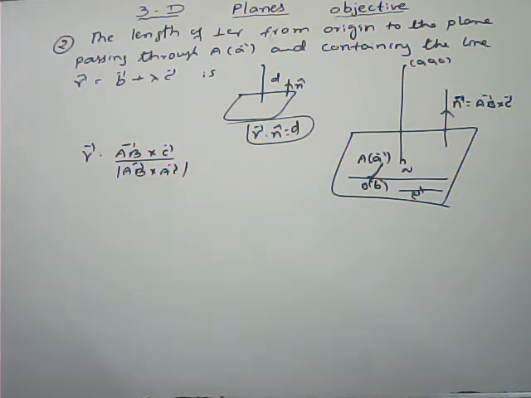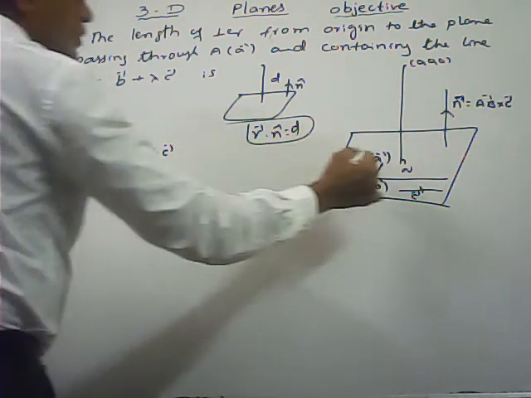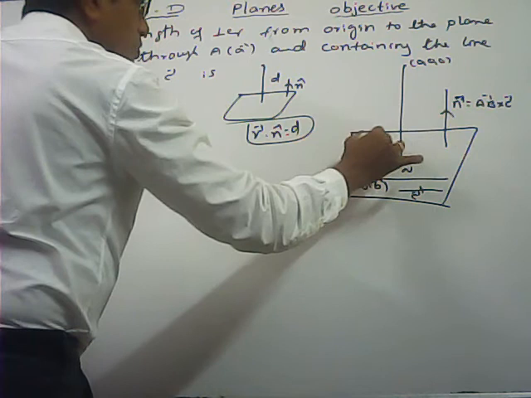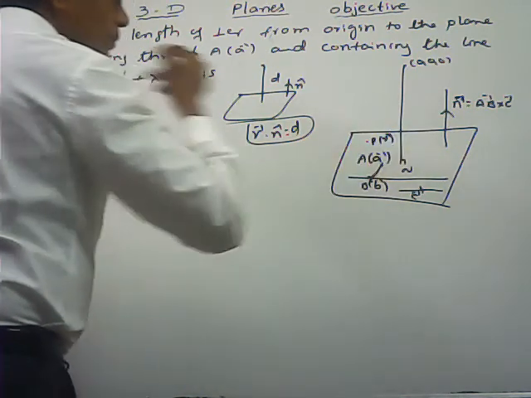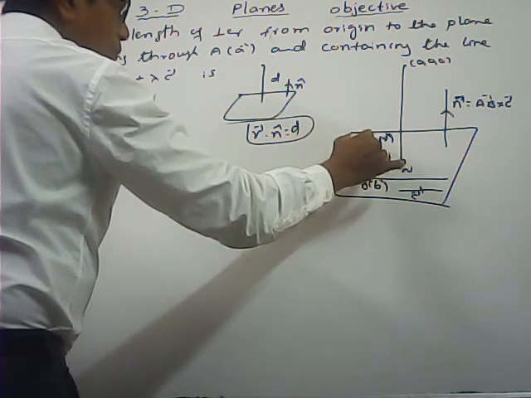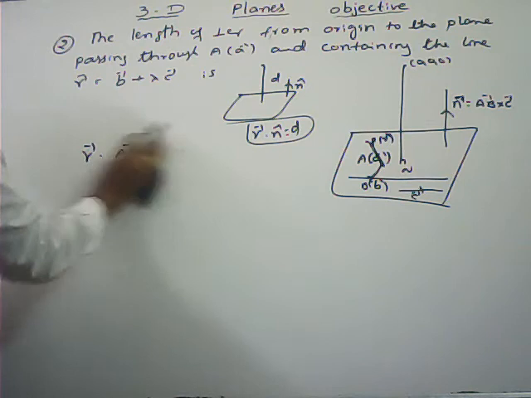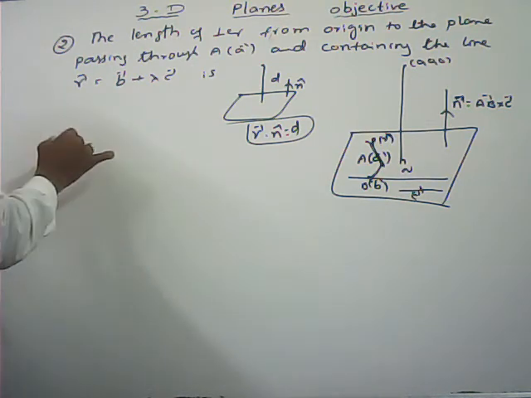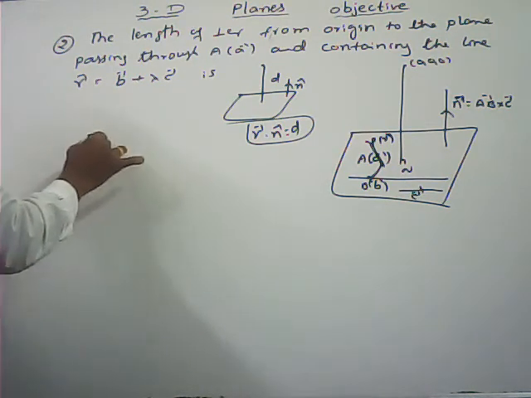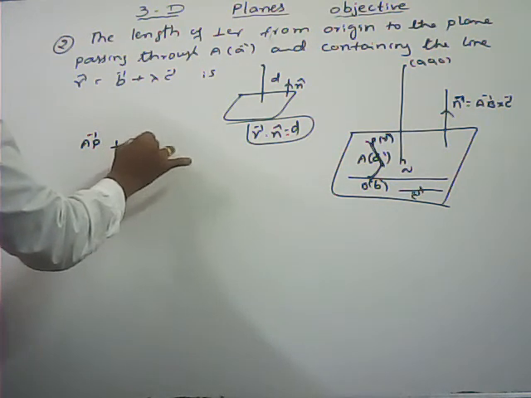Modulus of AB bar cross AC bar. Otherwise you can do one thing. Here take any one point P whose position vector OP bar is equal to R bar. Now these two points give the vector AP bar. AP bar is perpendicular to AB bar cross AC bar.